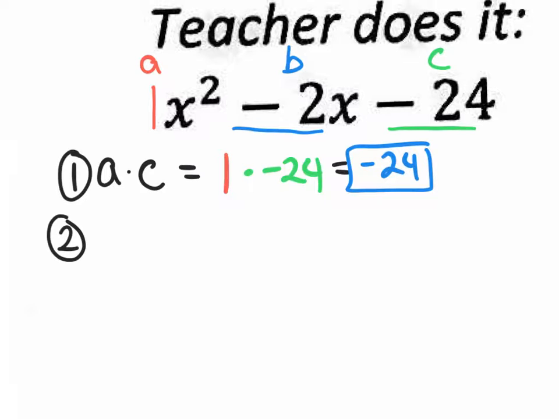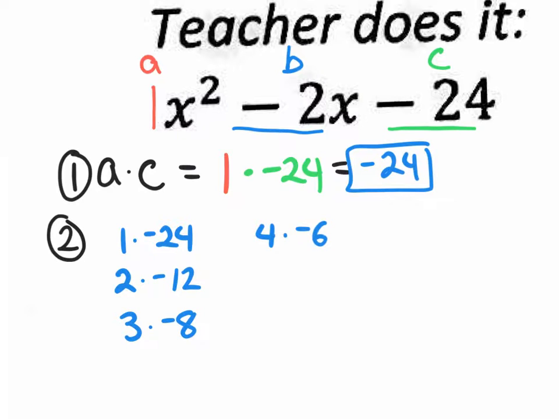So what times what is -24? Let's just start with the number 1. 1 times what is -24? 1 times -24. How about 2? 2 times -12. How about 3? 3 times -8. How about 4? 4 times -6. And 5 doesn't work. 6 we already have. So we're already done. Those are all the possible combinations of multiplying 2 numbers to get -24.